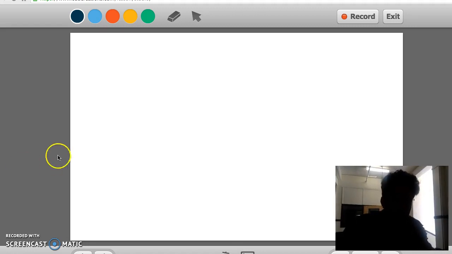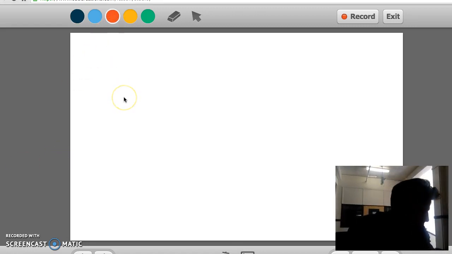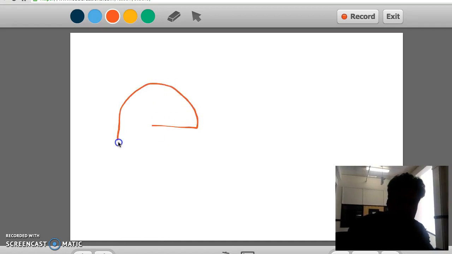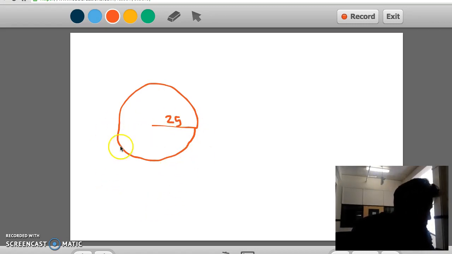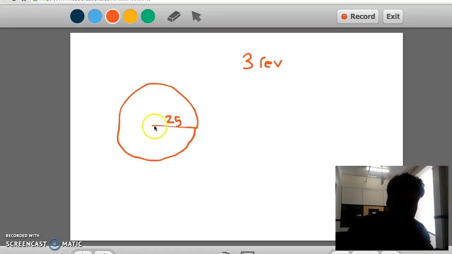Let me do a drawing and help figure this out a little bit. Ferris wheel, I'm drawing its radius in here, with a radius of 25 feet. Is rotating 3 revolutions per minute, or 1 revolution every 20 seconds. 3 revolutions per minute. 1 revolution equals 1 period. So the period is 20 seconds.